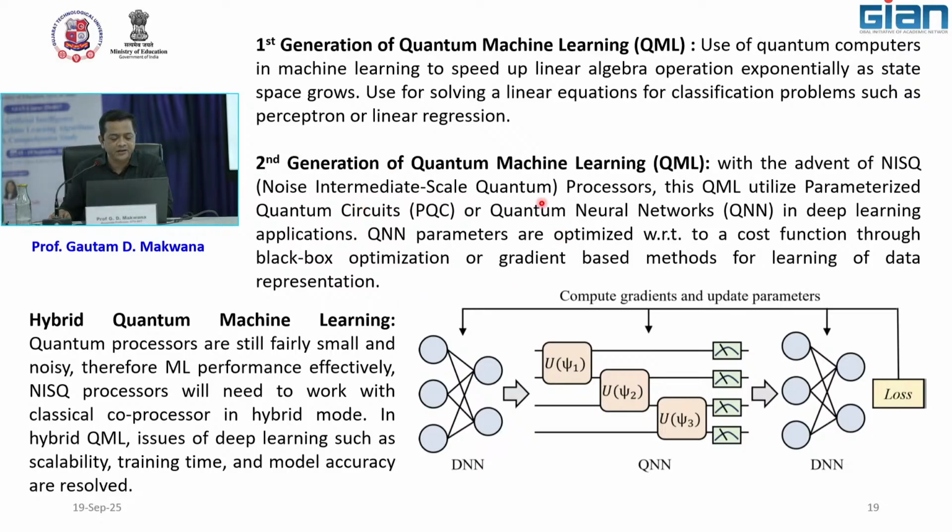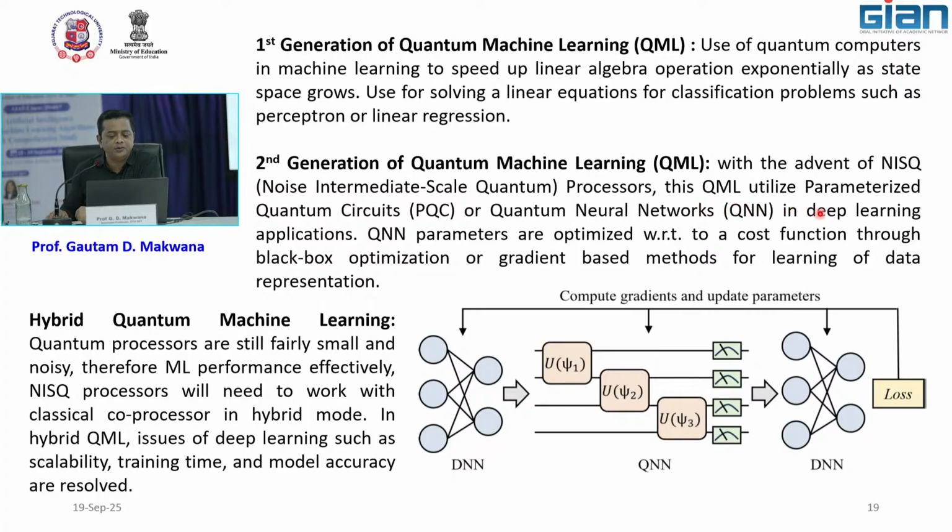And the second generation of the quantum machine learning is with the advent of the NISQ. NISQ is a noisy intermediate scale quantum processor. This NISQ processor has less than 100 qubit gates. That is the NISQ processor.